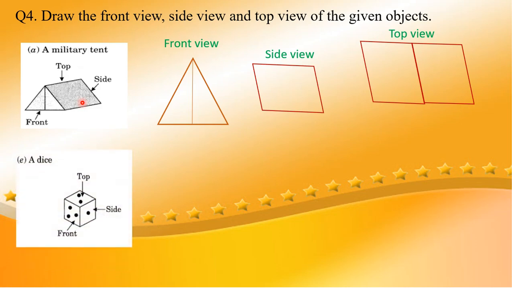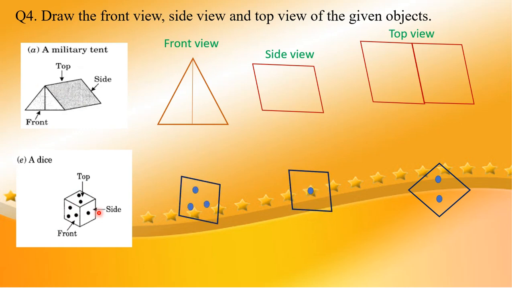Let us consider the second example, dice. Clearly in this example we have the top view has the number 2, the front view has the number 3 and the side view has the number 1. So the number 2 shows in the top view, whereas the number 1 shows the side view and the number 3 shows in the front view. So in this way we are able to draw the views of the given 3D objects.